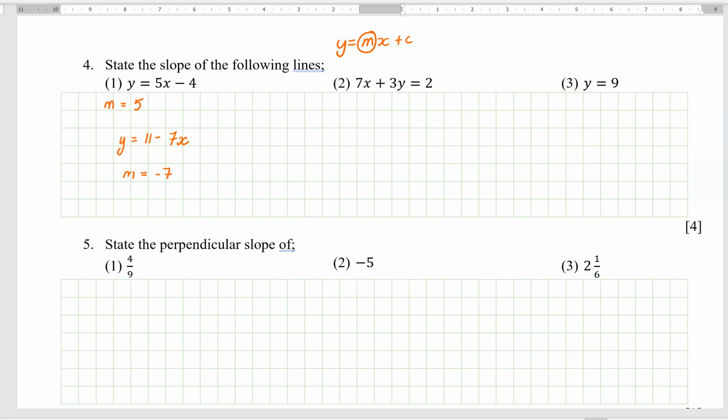Not just 7, but -7, because that's the coefficient of x. Okay, not 11, because that's not the number in front of x. So -7 for that one, right? That's an extra question.